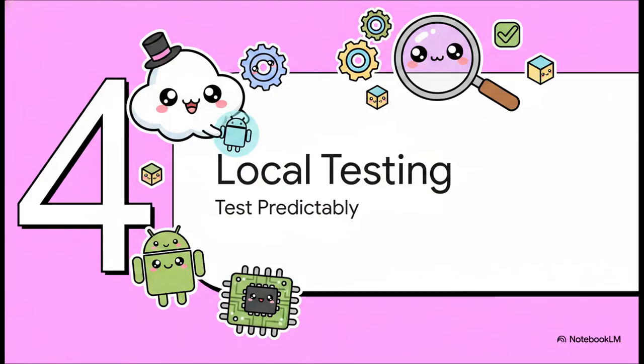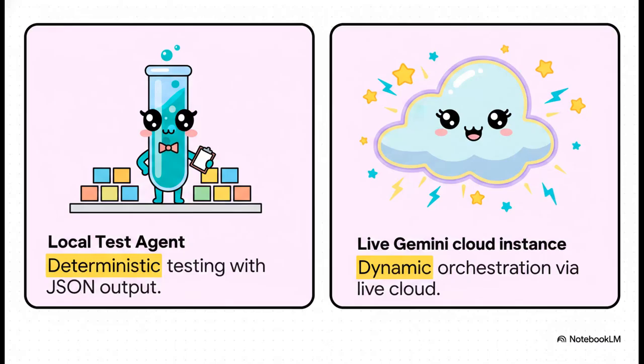Section 4. Local test agent verification. Because obviously, before you hand over control to a dynamic cloud AI, you want to make sure everything works perfectly and predictably, right? Let's break down the 2 phases of testing your new capabilities.